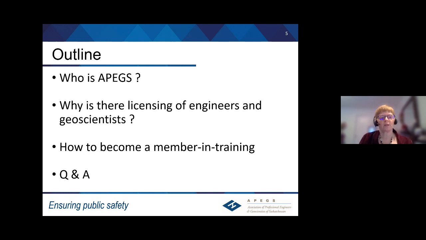So here's a brief outline of the presentation. I'll talk a little bit about APEGS, the Association of Professional Engineers and Geoscientists of Saskatchewan. I'll talk a little bit about why we have licensing of engineers and geoscientists, and then I'll focus on the process of becoming a member in training, and then we'll have the Q&A.